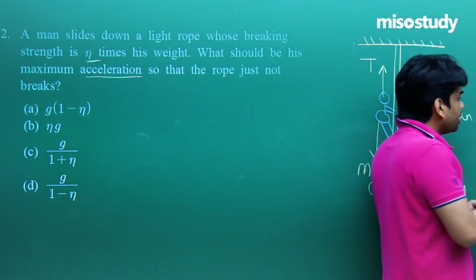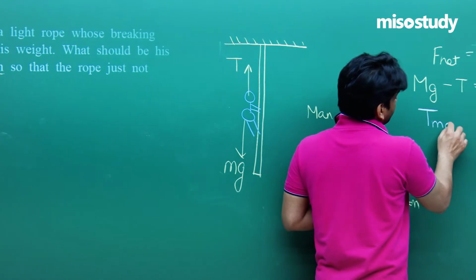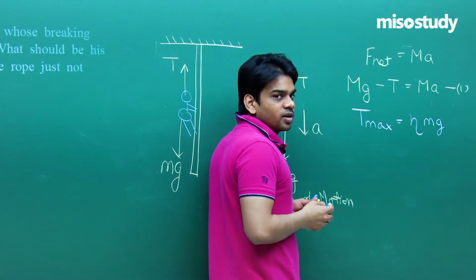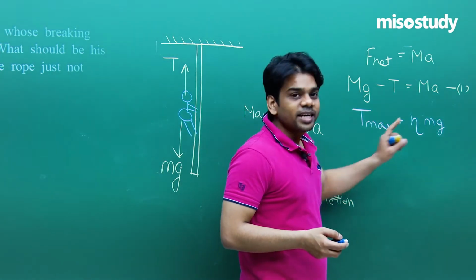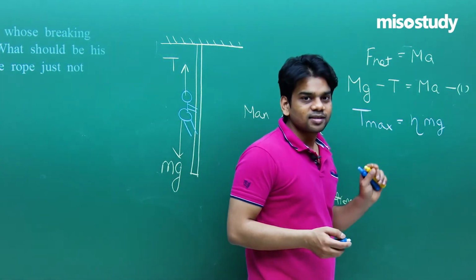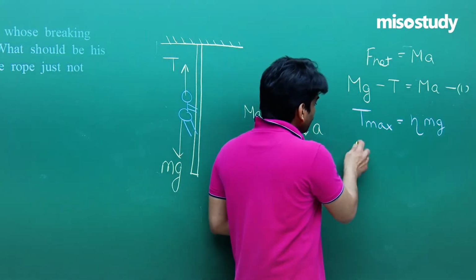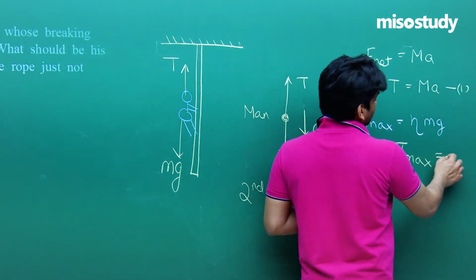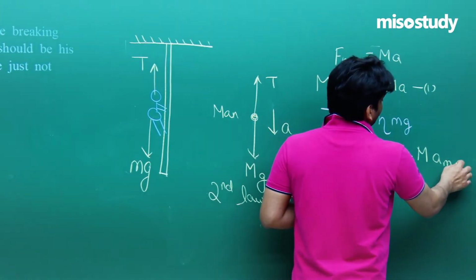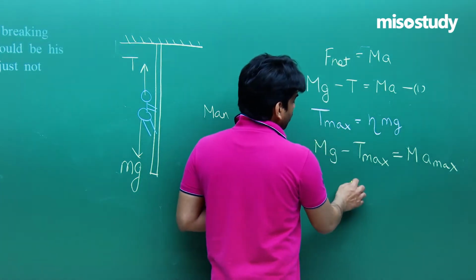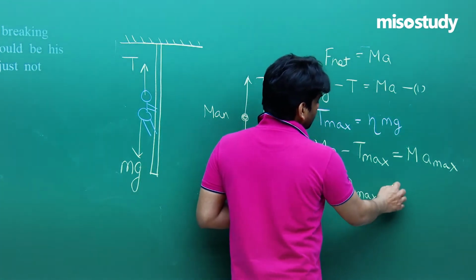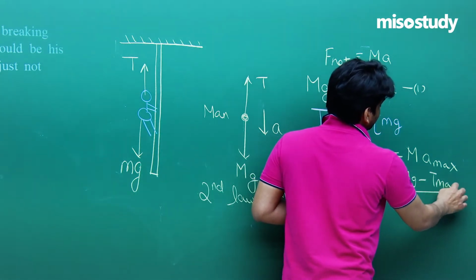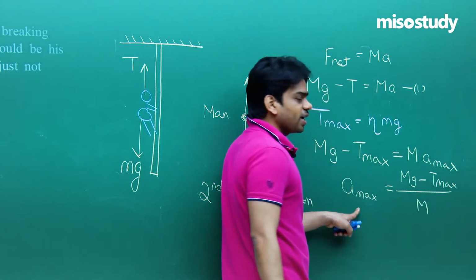So I am using T max is equal to eta into mg. His weight will be mg. Apply here T max as eta into mg, you will get the required answer. A we need to evaluate. So mg minus T max is equal to mass into A max. That is maximum acceleration. So A max will turn out to be mg minus T max divided by m. This is what we can obtain.